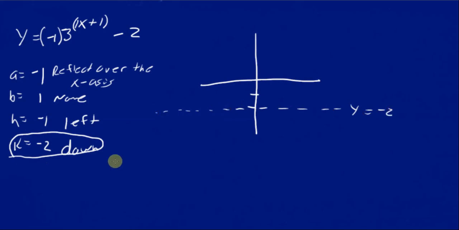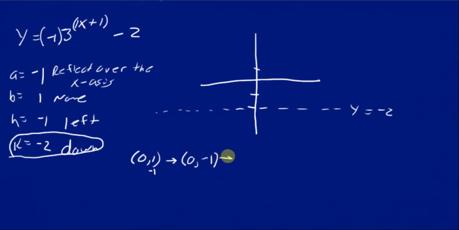And the only other thing I'm going to move is that original point, 0, 1. I'm going to run 0, 1 through these transformations just like we've done before. A affects things vertically, which means I'm going to multiply the y values times that -1. So that point 0, 1 now becomes 0, -1. Or if you thought about it, it was right here. It reflects over the x-axis, so it comes right down to here.